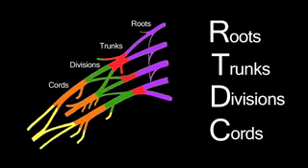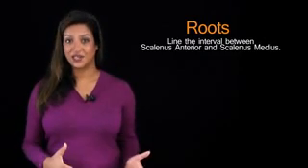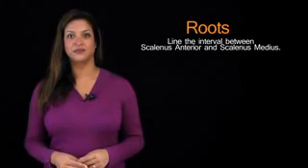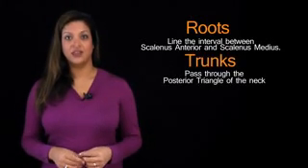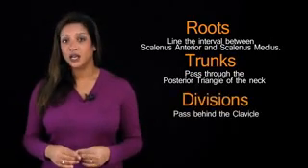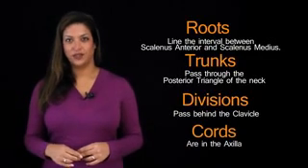Now how many of each? Well, think of the numbers 5363. That's 5363. 5 roots, 3 trunks, 6 divisions and 3 chords. Now the roots lie in the interval between the muscles scalenus anterior and scalenus medius. The trunks pass through the posterior triangle of the neck. The divisions are behind the clavicle, and the chords are in the axilla.